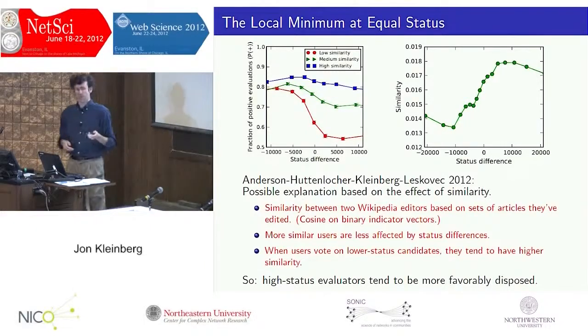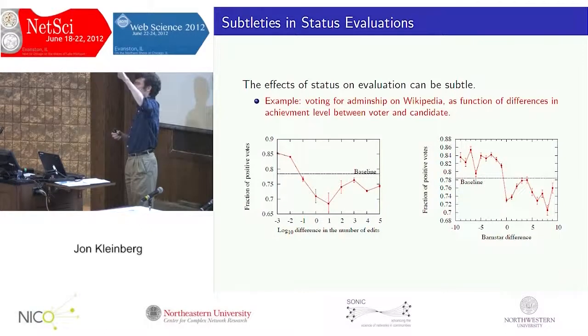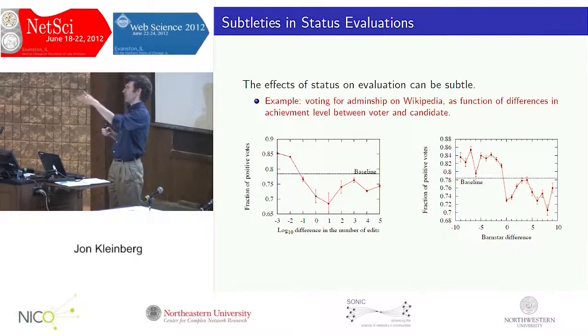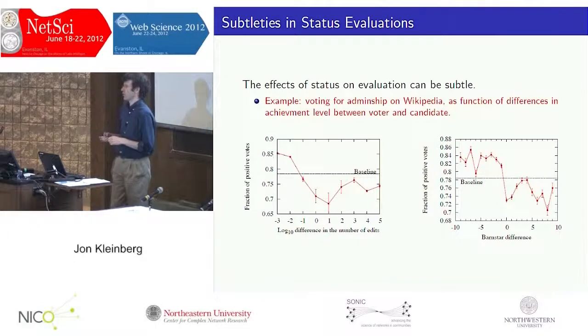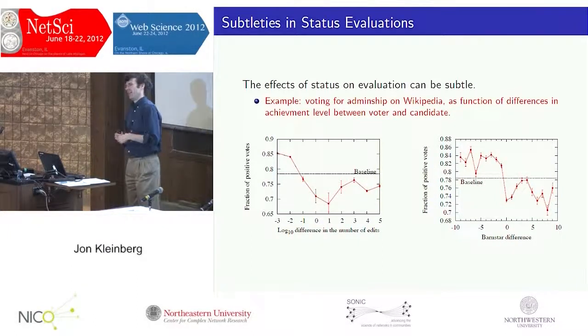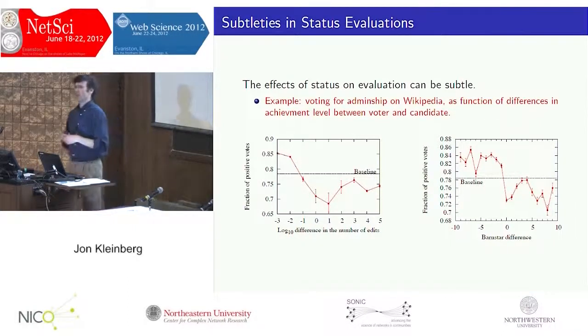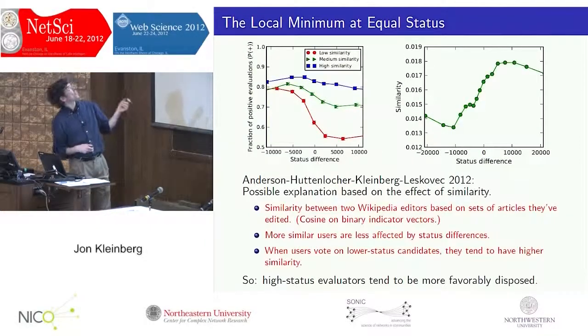So 3 curves. I'm going to take this curve and break it into 3 curves based on whether the voter-candidate pair has very high similarity in what they edit, medium similarity, or low similarity. Just based on the articles they've chosen to edit, right? So am I someone who edits articles on matrix computations, and I'm voting on someone who does spectral algorithms? We're very similar. If I do matrix computations and I'm voting on someone who does Moroccan cuisine, I don't know much about Moroccan cuisine, and we're very different. So these are the 3 curves.